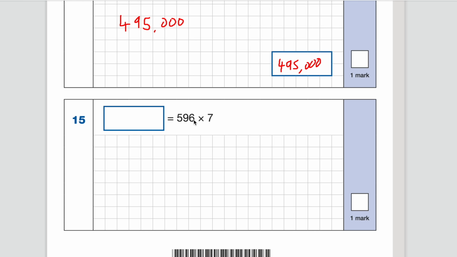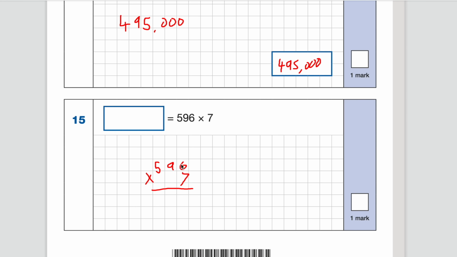Number 15, they're trying to catch us out again by putting the equal sign to the left, but it's just like any other calculation. For this one, I would probably recommend doing long multiplication just to keep things simple. So you lay that out like this, 596 multiplied by 7, and we just work each number individually.